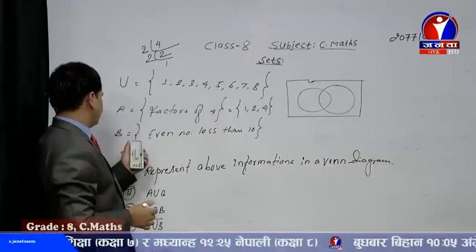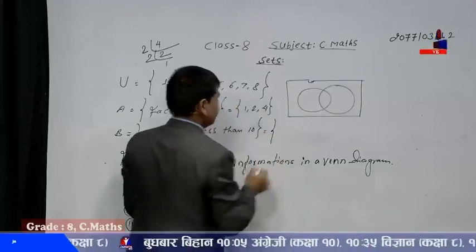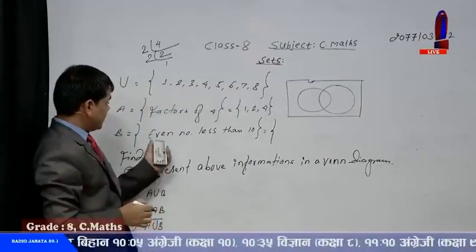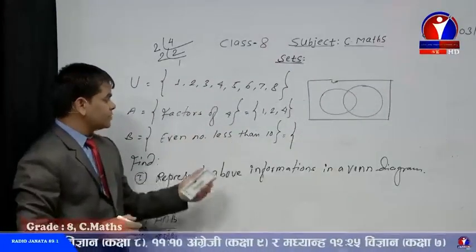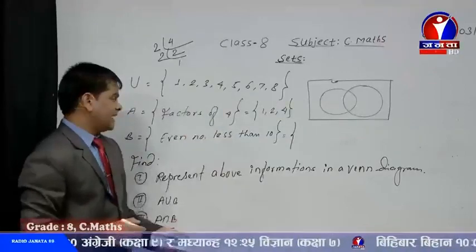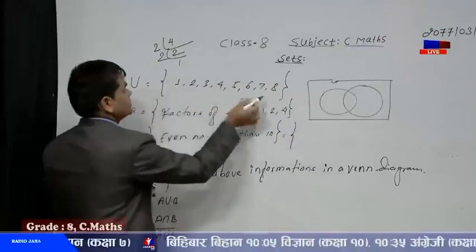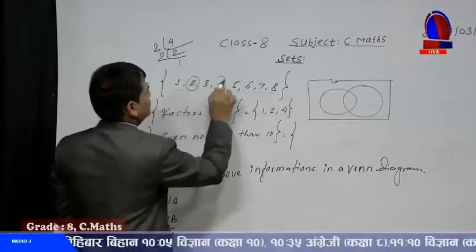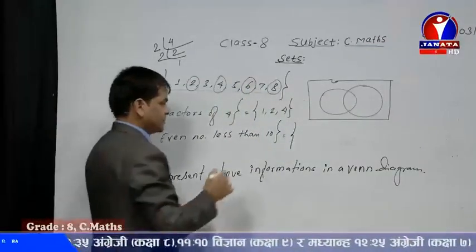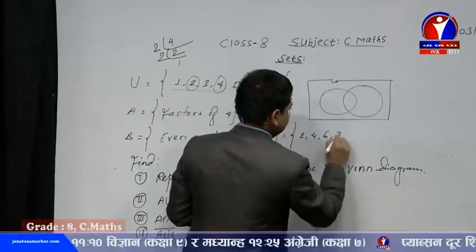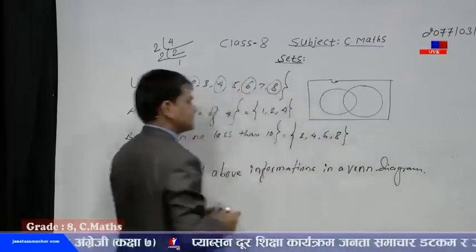Now in case of set B, even numbers less than 10. So in set B, what are the elements? If you want to list them out using the listing method, we are converting the description method information into listing method. Even numbers less than 10 means those even numbers which are present here. 2 is an even number, 4 is an even number, 6 is an even number, 8 is an even number. Less than 10 means we cannot include 10, so just up to 8: 2, 4, 6, 8.